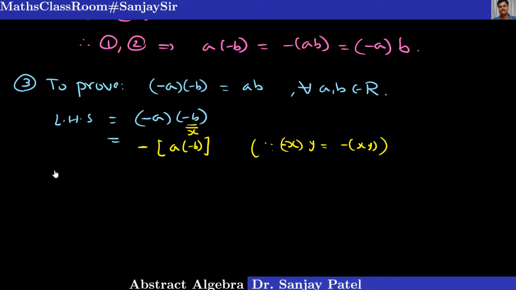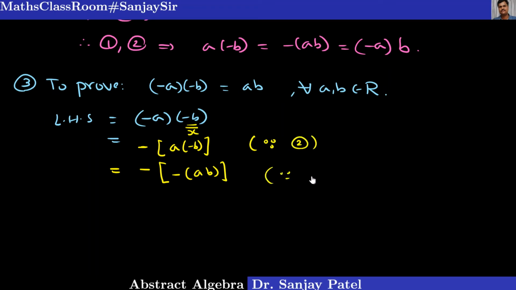Okay, so this is equal to minus, and then A into minus B, again we can write using result number 2 as minus A into B. Let me just mention that by result number 2, we are using the result 2 at these two places. And minus of minus in any ring is plus, that is, the negative of a negative element is equal to the original element. So this gives AB, which is equal to RHS. So the result is proved.